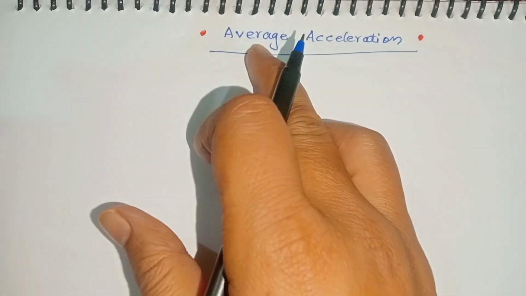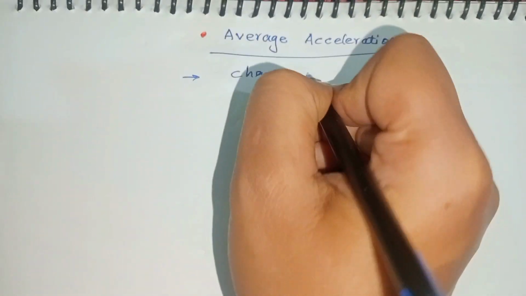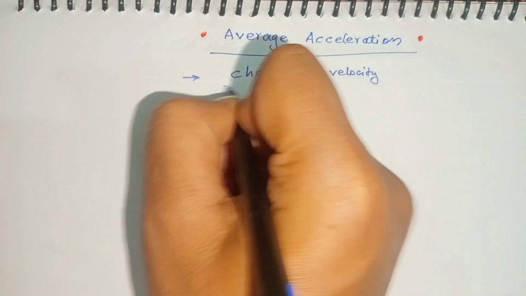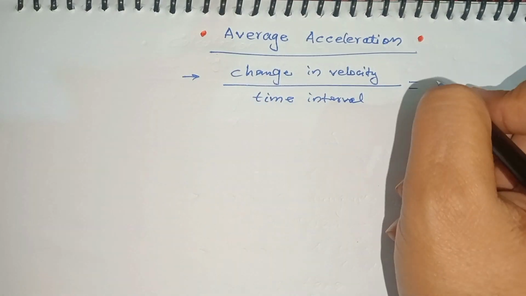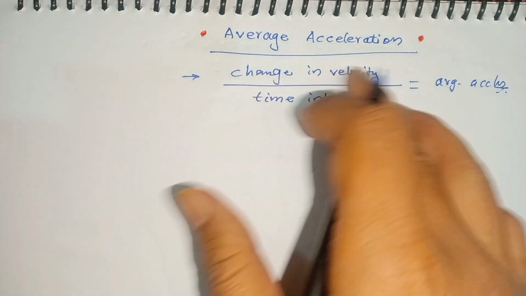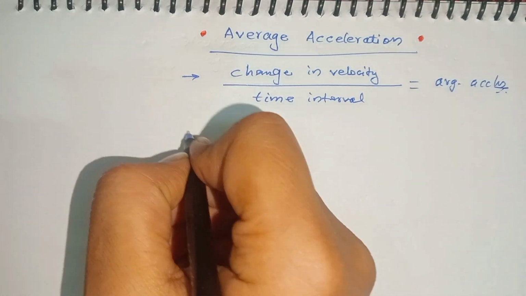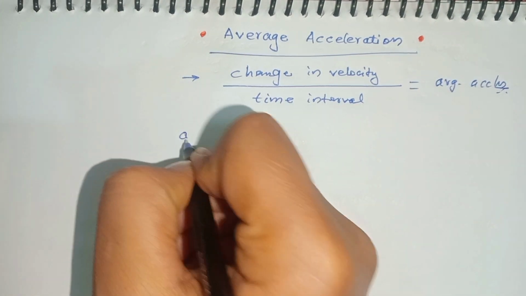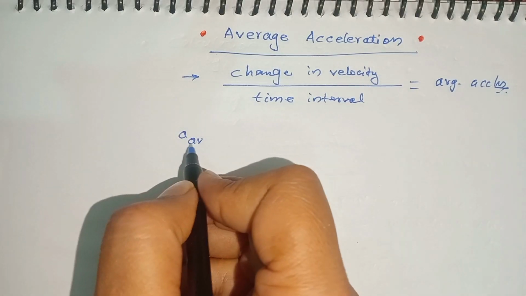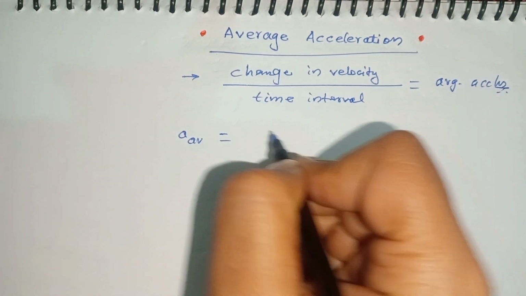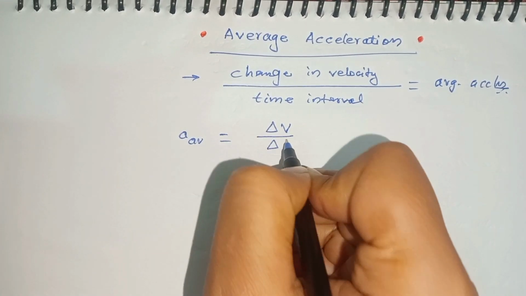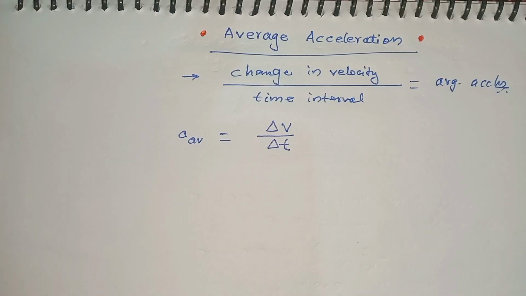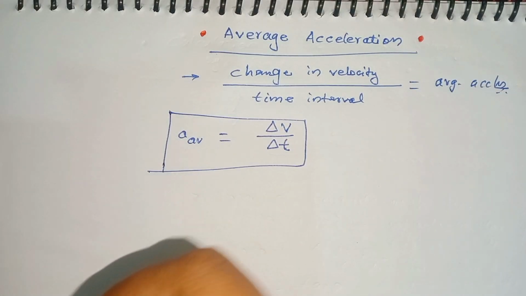So the topic is average acceleration, which means change in velocity by time interval. Average acceleration equals change in velocity by time interval. We can also write a average, the short form of average acceleration, is equal to change in velocity, which can be written as delta v by delta t. This is average acceleration.